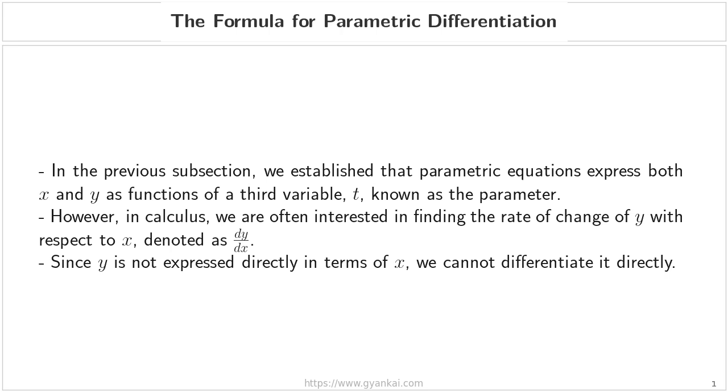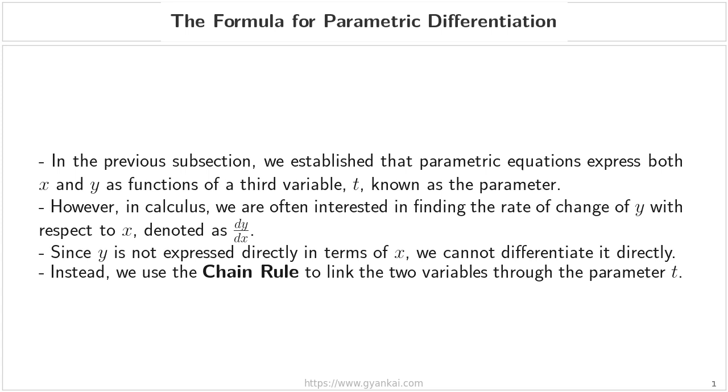However, we run into a slight problem here. Since y is not expressed directly in terms of x, we cannot simply differentiate it in the traditional way. To overcome this, we use the chain rule. This allows us to create a mathematical link between x and y by using the parameter t as the bridge. In the next few slides, I will walk you through the theoretical derivation of this formula and show you how to apply it step by step.